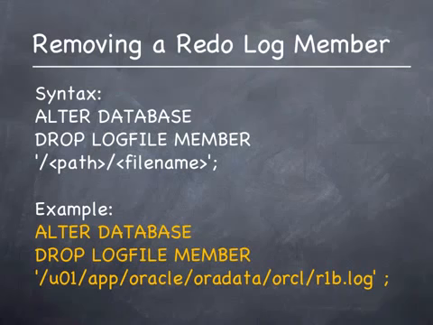The syntax to drop a redo log member is on this slide. It is alter database drop log file member followed by the name and the location of the redo log file member to be dropped. In the example, the member called r1b.log is being dropped by using the command alter database drop log file member /u01/app/oracle/oradata/orcl/r1b.log.